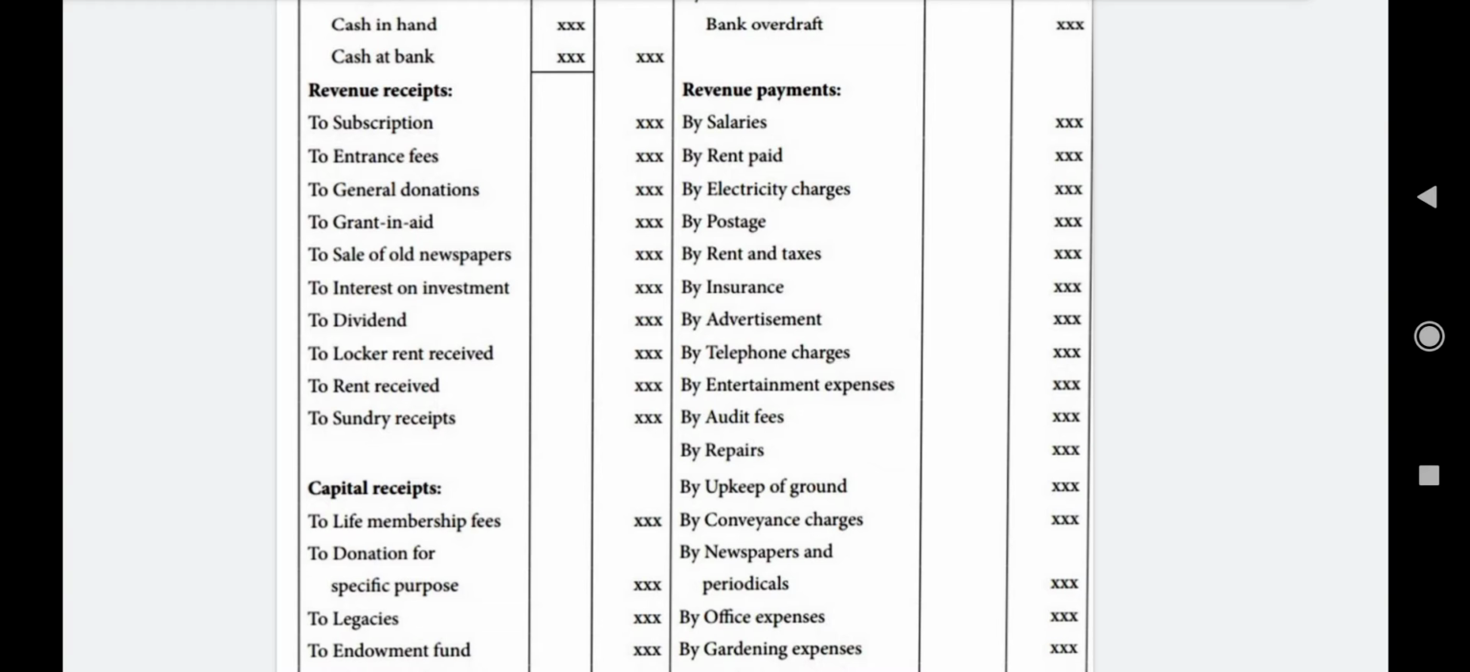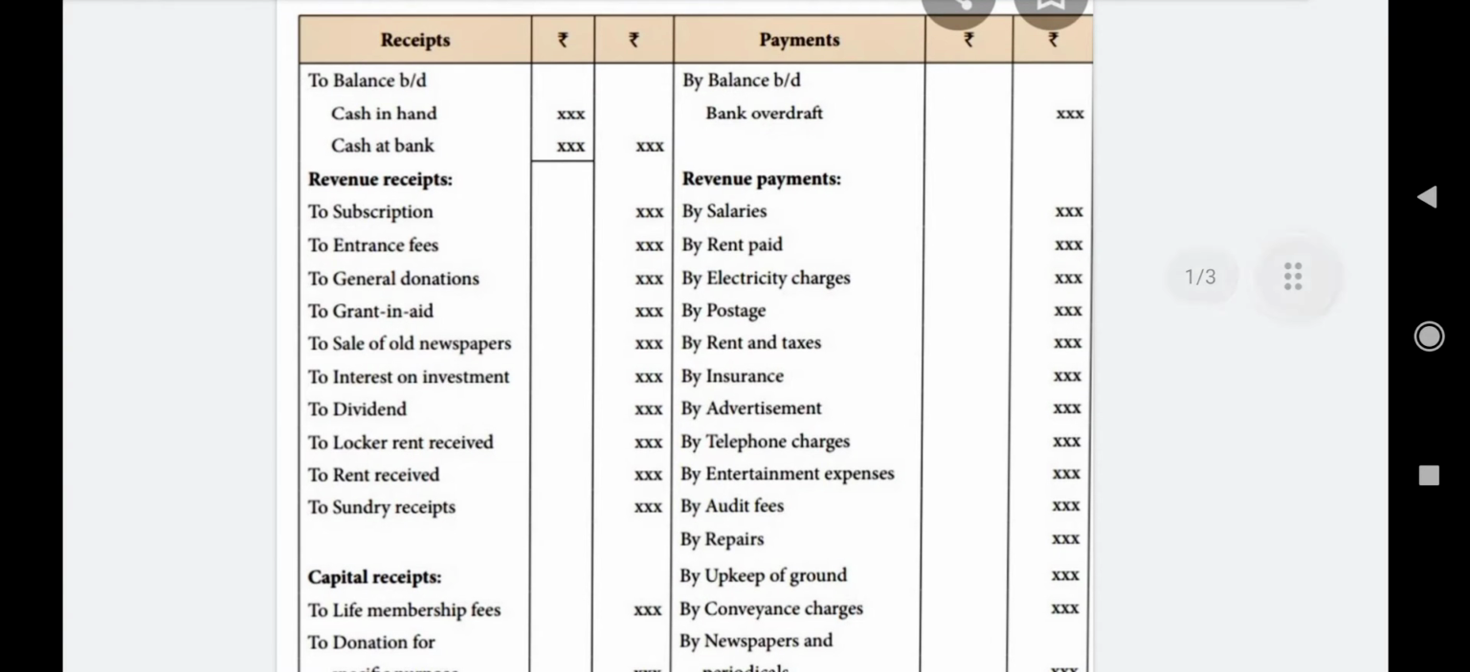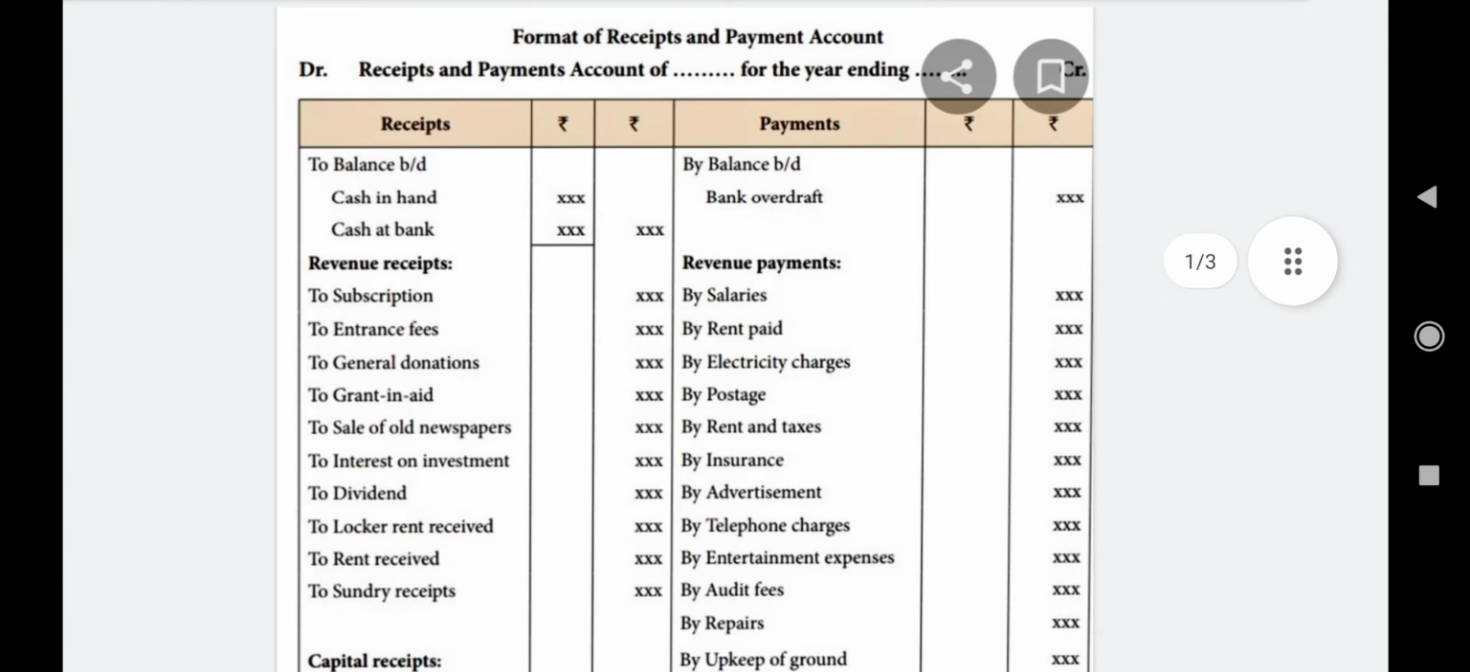Then any investment, and the interest you get on that, you will record on the receipt side. The dividend, if any is received, you should record on the debit side. Locker rent you should also record on the debit side. Rent received, sundry receipts, these all come into the block of revenue receipts. You will see on the screen it will be written.